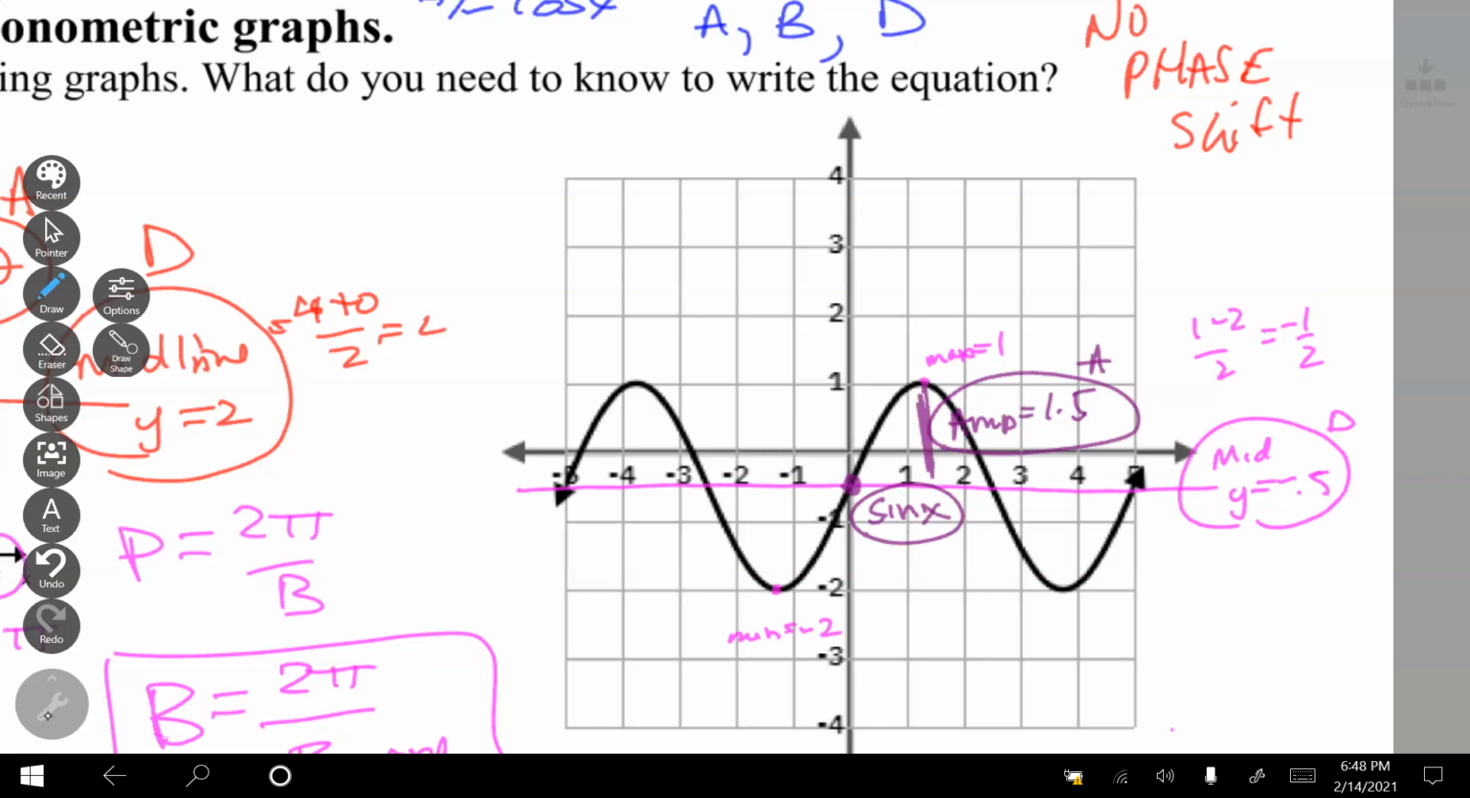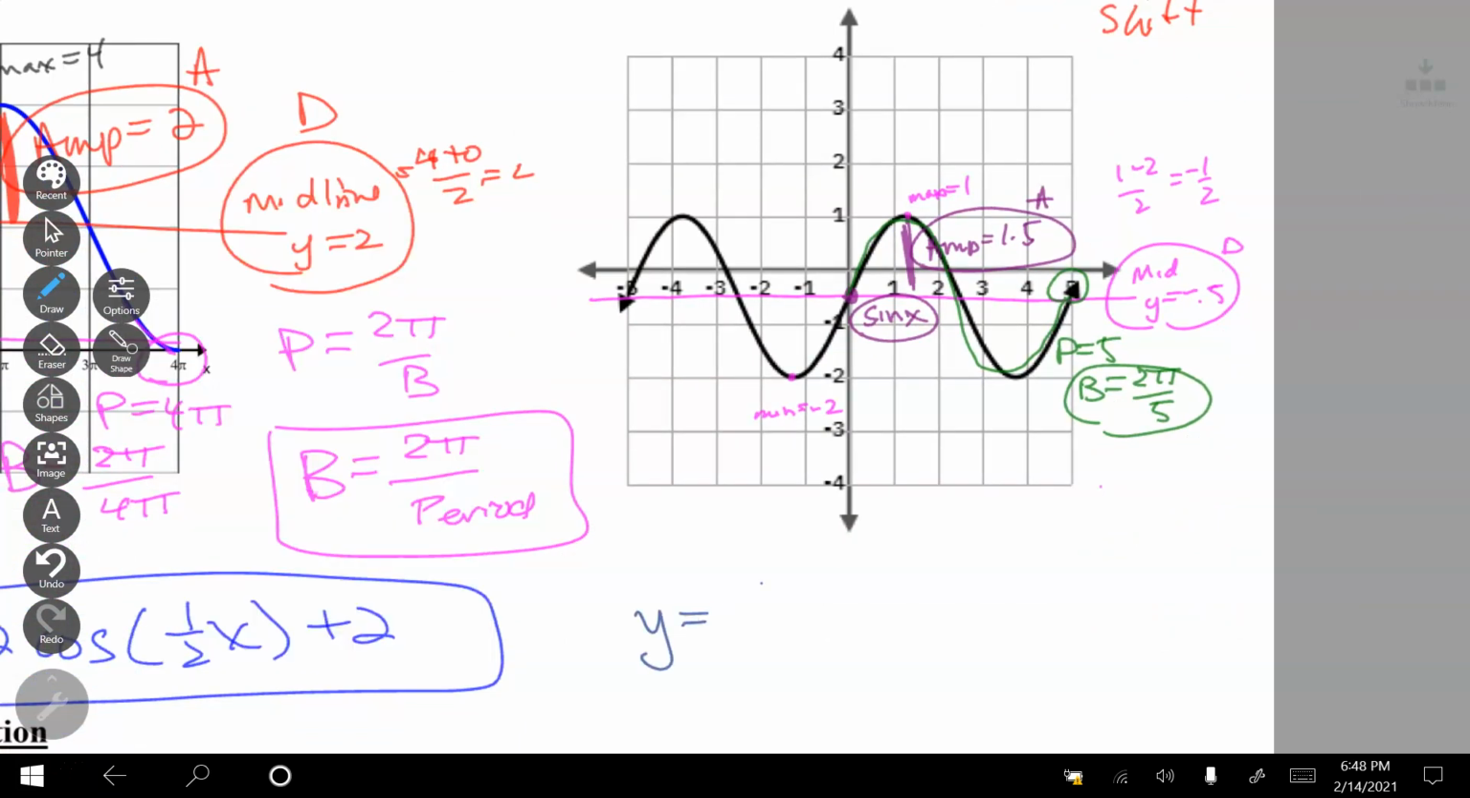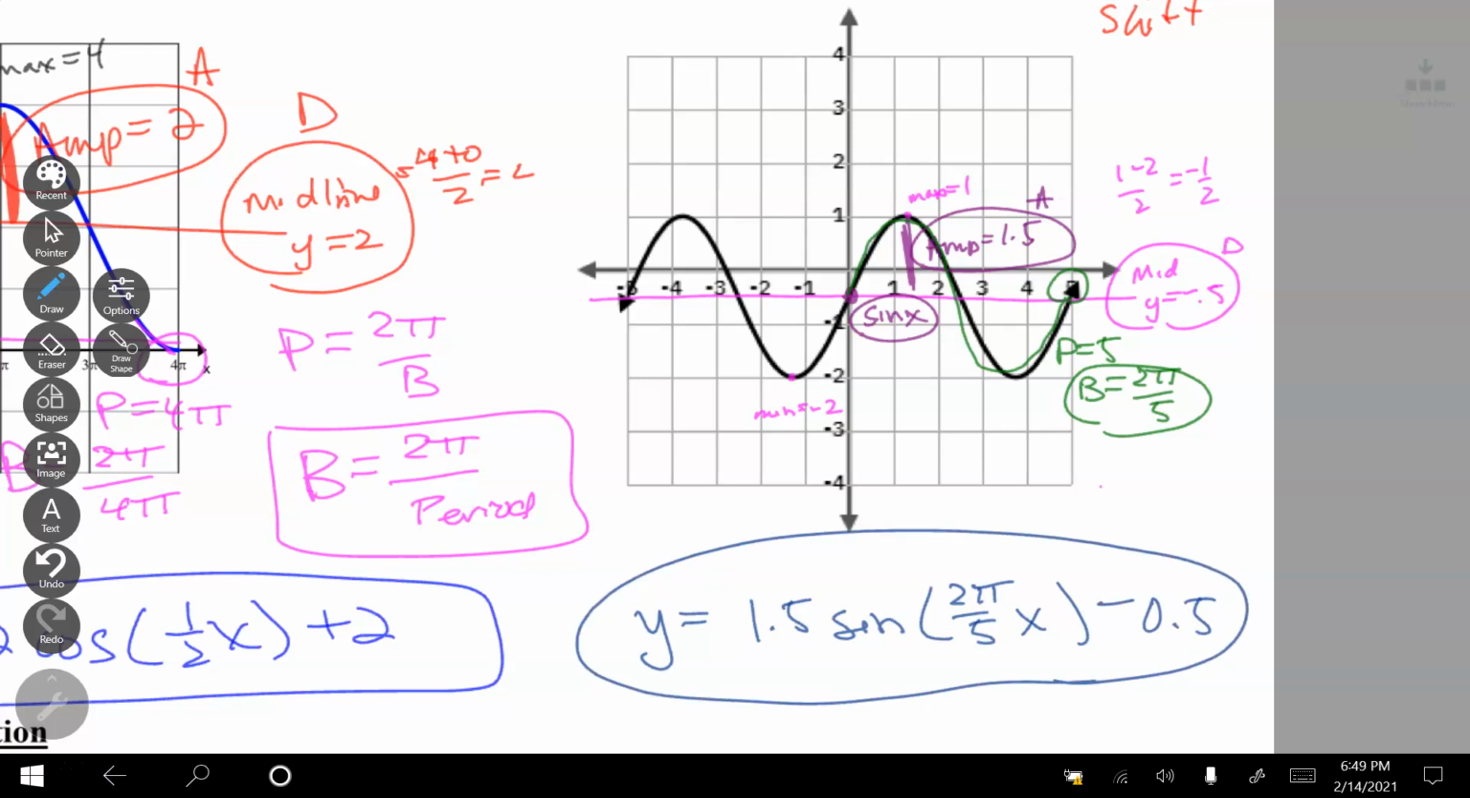And now if I draw one cycle of this, starting here to here, I get my period is equal to 5. So my b value is 2 pi over 5, according to the formula we just did before. And I get y equals, well, amplitude is 1.5. It's a sine graph. The b value is 2 pi over 5. Don't forget your x. And the midline is minus 0.5. That is the equation of that graph.